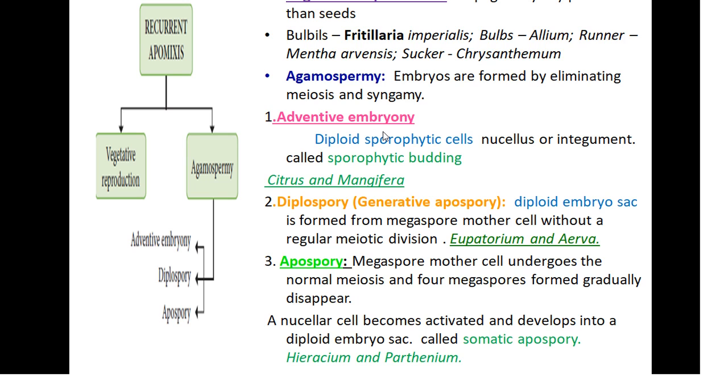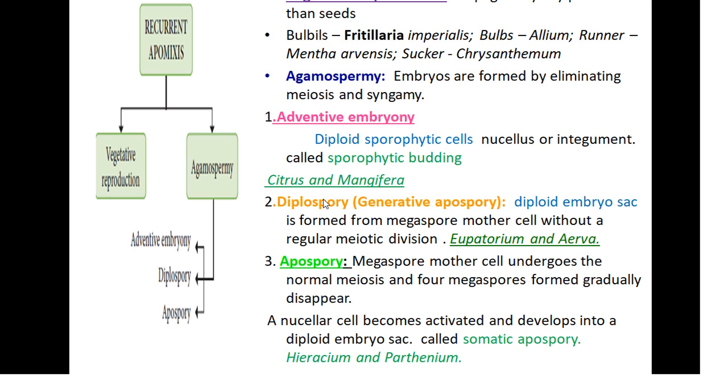If you take diplospory, it is also called generative apospory. In diplospory, a diploid embryo sac is formed from the megaspore mother cell without the regular meiotic division. The megaspore mother cell gives the diploid embryo sac without meiotic division, and that is called diplospory. Examples: Eupatorium and Ixeris. These are the example plants for diplospory.